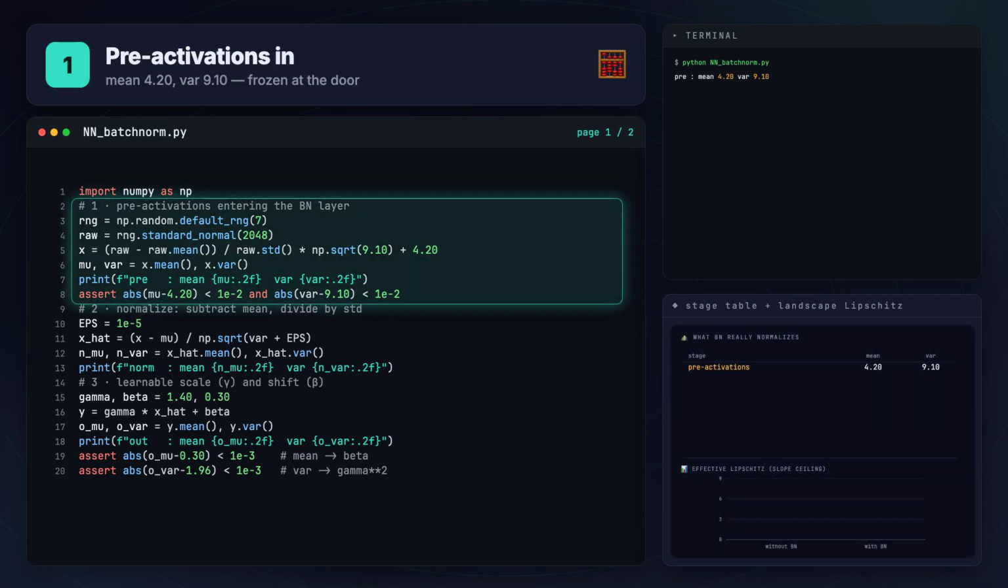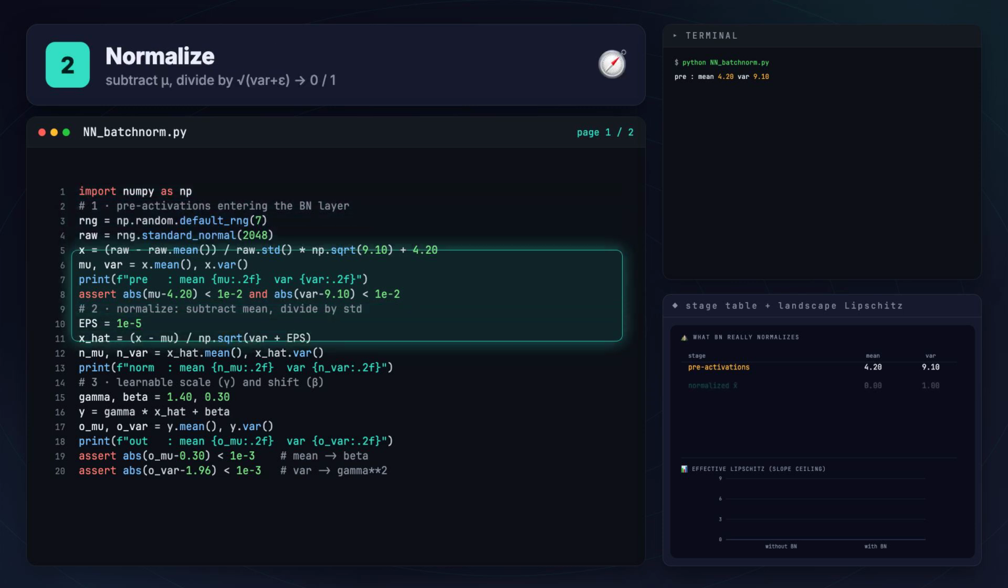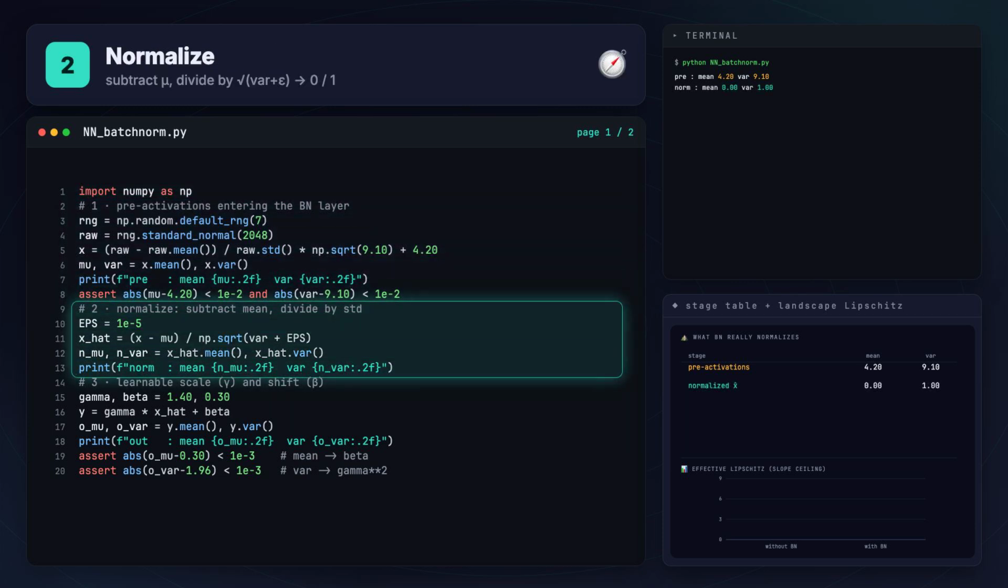First block, the pre-activations. We fabricate a batch whose mean is exactly 4.2 and variance exactly 9.1, the numbers from scene 1. We assert them so the rest of the file can't drift. If the batch ever stops being mean 4.2, the script dies right here instead of lying in the figure. Second block, normalize: subtract the mean, divide by the square root of variance plus a tiny epsilon, 1e-5. The same floor we've used for every normalization in this course, there only to stop a divide by 0 when a unit is dead flat.